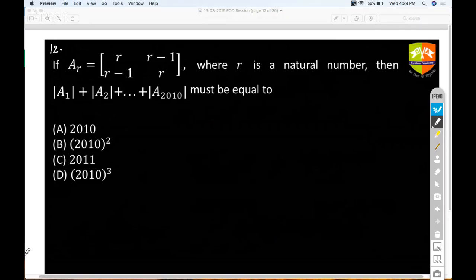Again, a simple question, just like we had the log question a little while ago, a simple one, just to break the monotony.